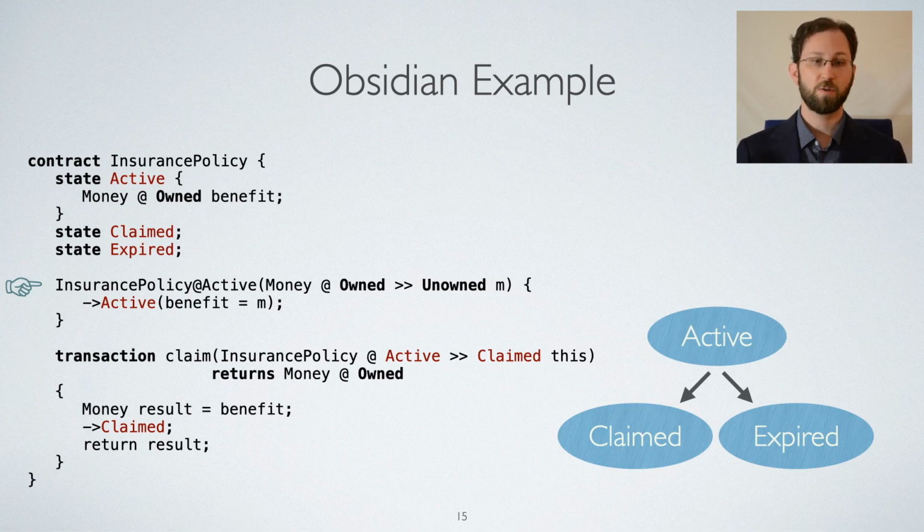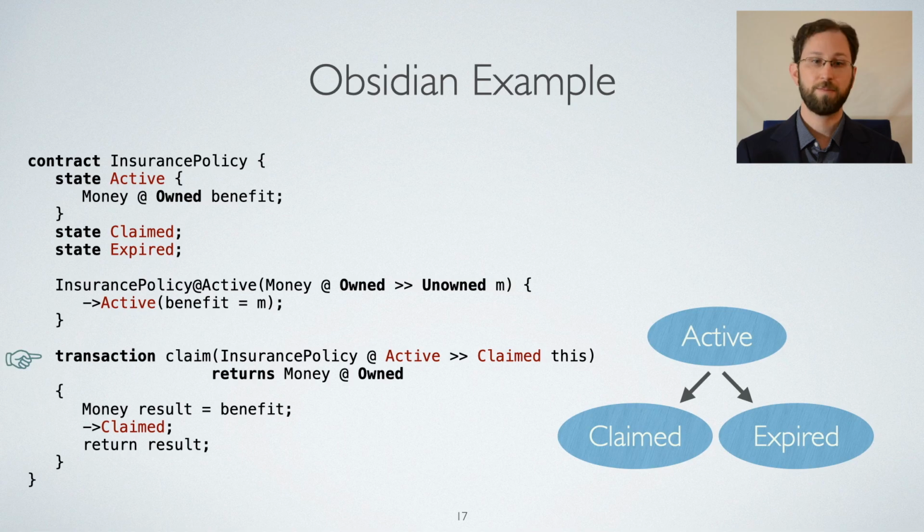So here we're looking at the constructor. When we construct an insurance policy object, it's going to be in active state when the constructor exits. The constructor takes an argument M, which is initially of type Money@Owned, meaning the caller must pass an owned reference. But afterwards, we guarantee to take ownership of the argument. So afterward, from the perspective of the caller, M is unowned. So what does the body do? Well, in the body, we transition to active state, and we initialize the benefit field with M. So this assignment here transfers ownership from the parameter M to the benefit field.